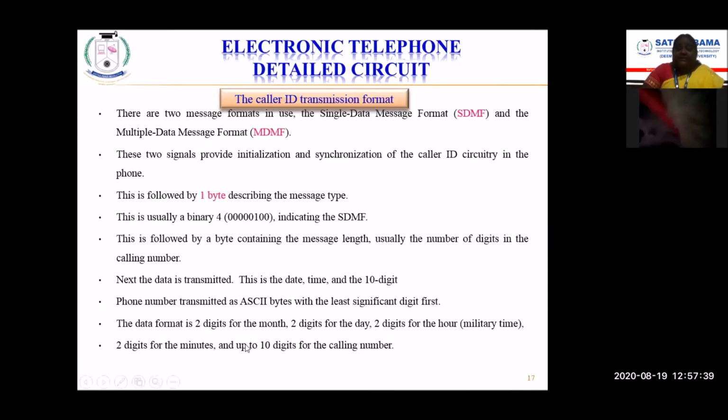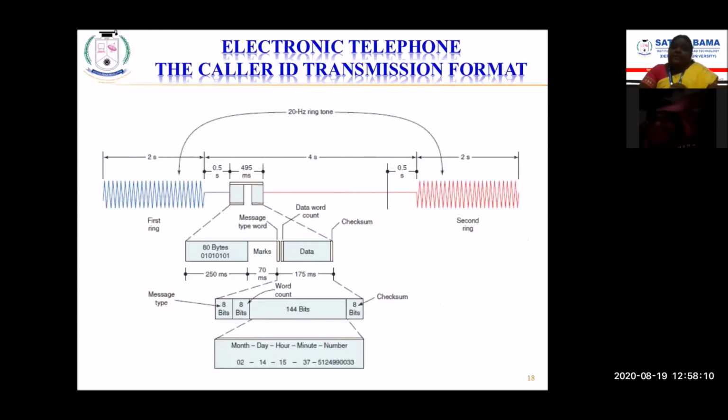So the data format is going to carry 2-digit information for the month, and 2-digit information for the day. Day means Monday, Tuesday; each and every number will be uniquely defined. Then 2 digits for the hour. It is going to follow the military time, which is not 12-hour time, it's 24-hour time. Then 2 digits for the minutes, and up to 10 digits for the number that is being called, or the calling number, the person who is calling. So that is going to carry the caller ID information. This is the representation of the caller ID transmission format.